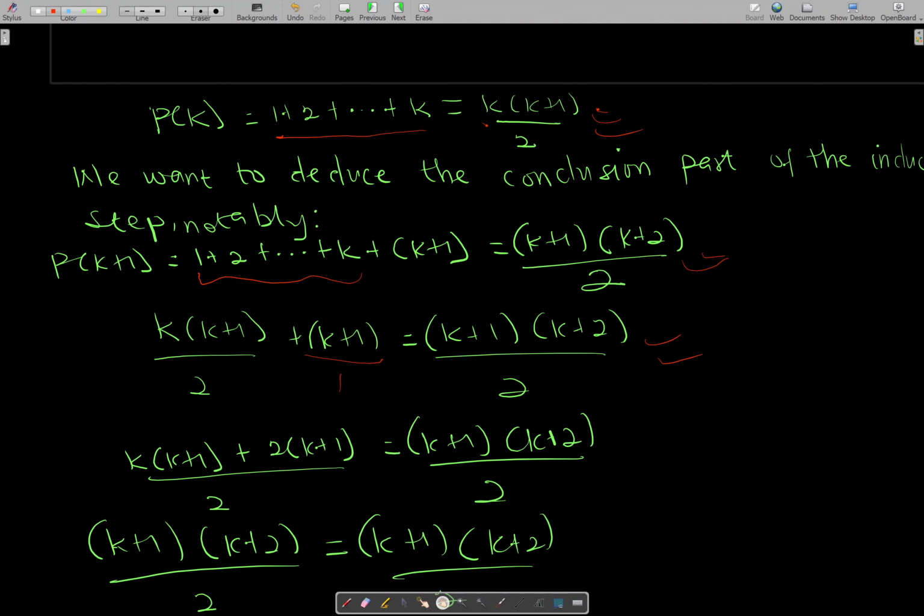Okay, so now let's simplify. 2 goes into 2, 1. Multiply 1 by the numerator, you get k times k plus 1, plus 1 goes into 2, 2. You multiply by the numerator, that's 2 times k plus 1, equal to what we have on the right hand side of the equal sign.